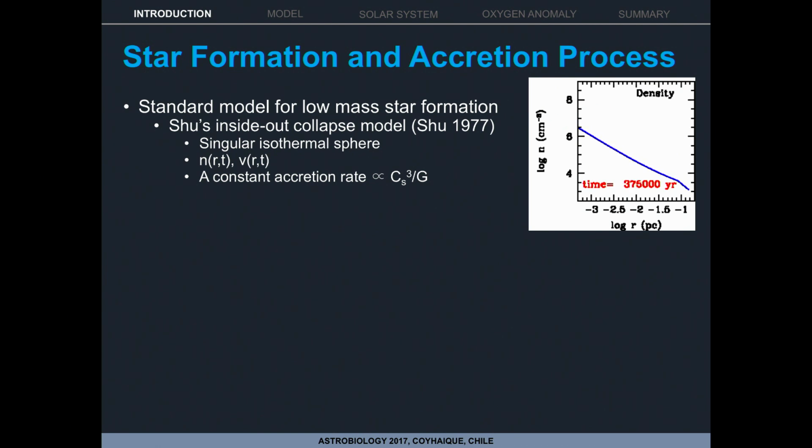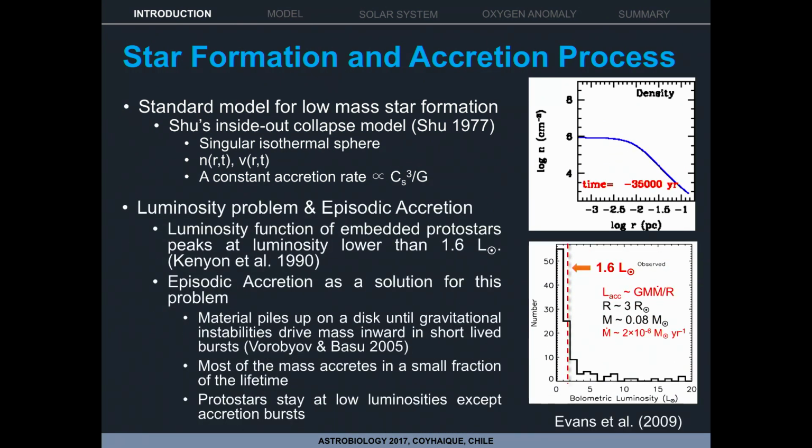profiles with time. If we adopt this standard accretion model to calculate the luminosity of a protostar with 0.08 solar mass, which is the boundary between stars and brown dwarfs, it gives 1.6 solar luminosity. However, observations by infrared space telescopes revealed that the majority of protostars have a luminosity lower than this 1.6 solar luminosity, and it has been known as the luminosity problem.